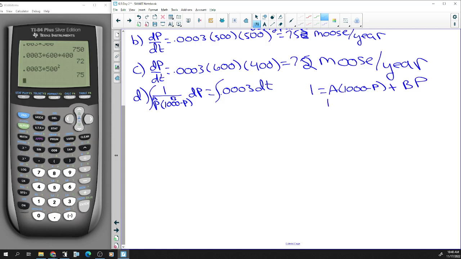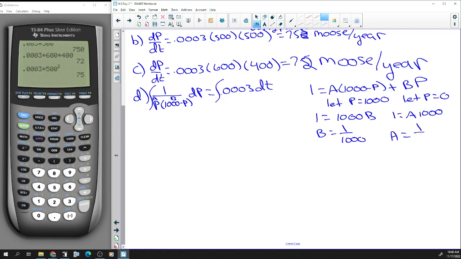We're going to let P equal 1,000. So we get 1 is equal to 1,000 B. So B is 1 over 1,000. We're going to let P equal 0. And so that makes 1 equal A times 1,000 when we put 0 in. So A is also 1 over 1,000.